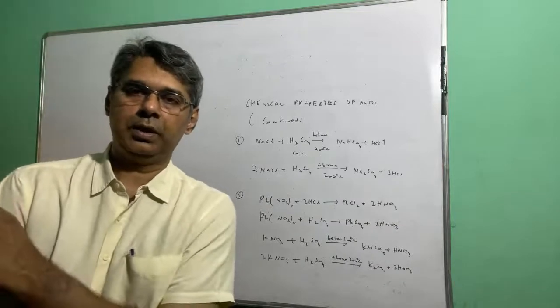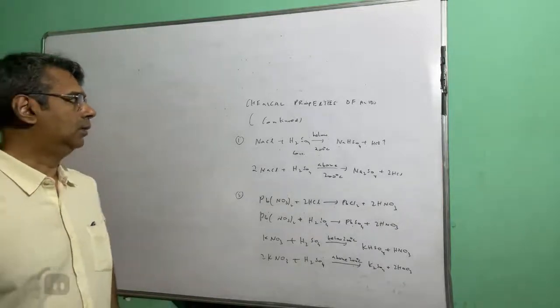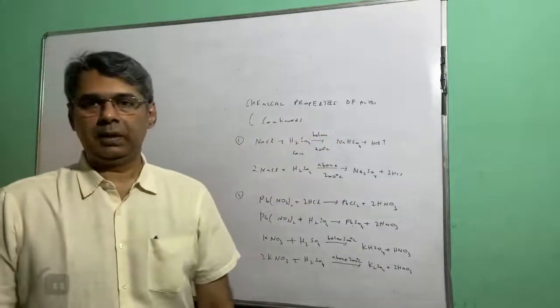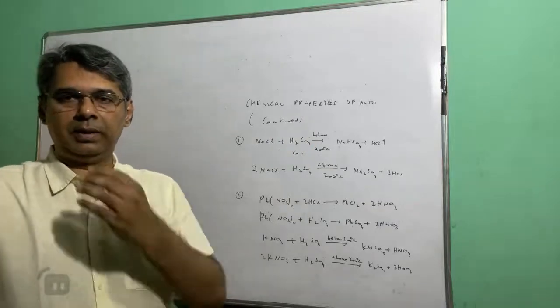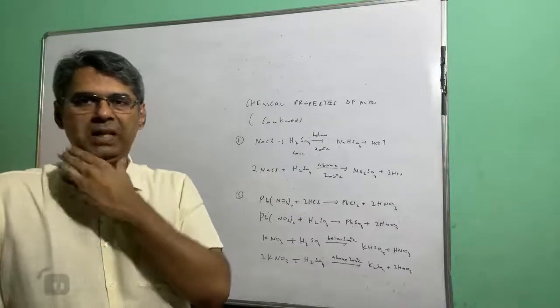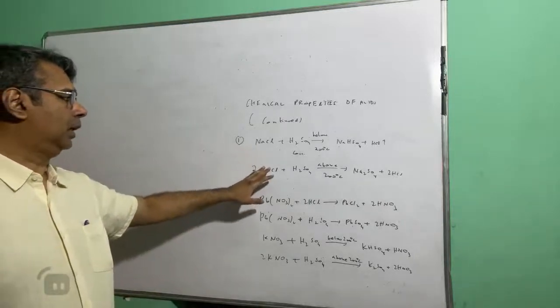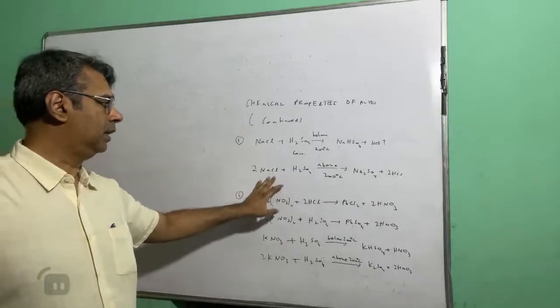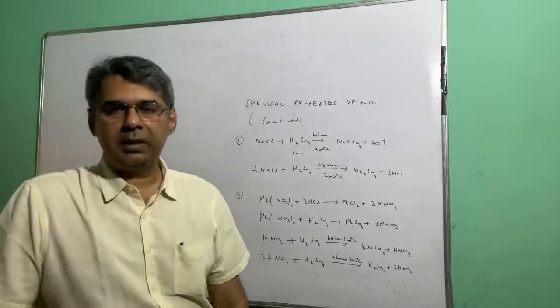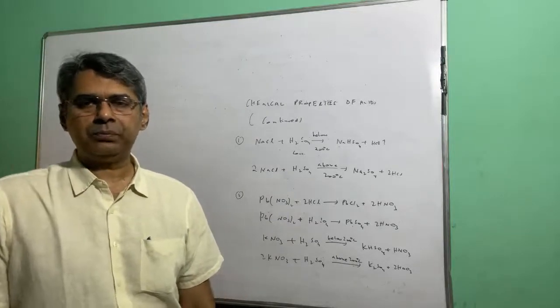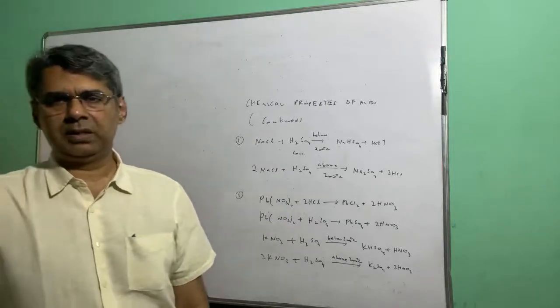In today's session of acid, bases, salt, we'll first finish off chemical properties of acids. We were doing chemical properties of acids. A little bit is left, we'll just finish it off. First of all, this is NaCl. Normally NaCl or any chloride doesn't react with dilute acid.